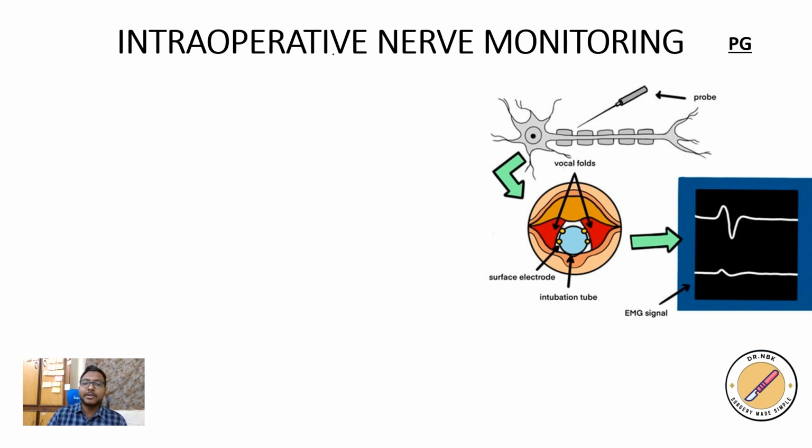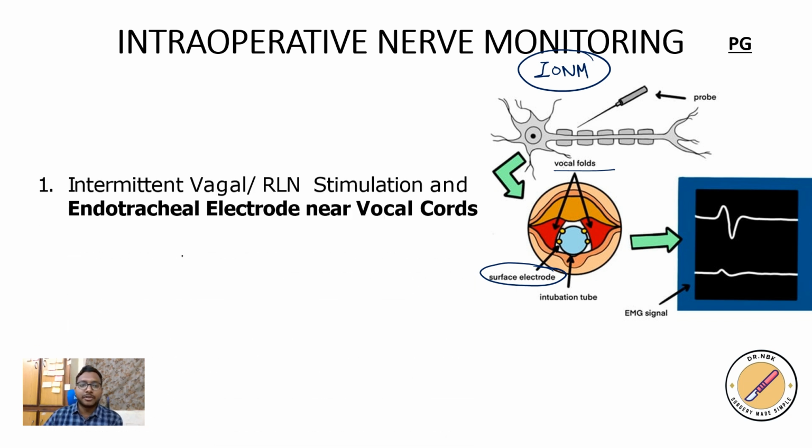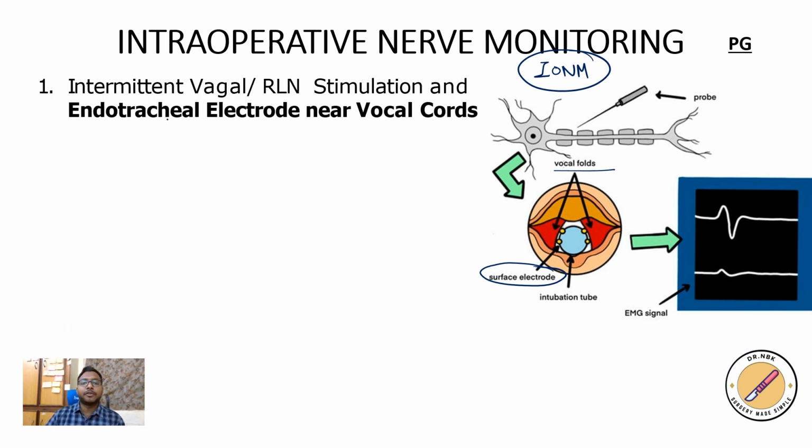Yes, especially if you are in a very sophisticated setup, there is something called IONM, intraoperative nerve monitor. So there is a device which has electrodes. When you are inserting the endotracheal tube, you can have these surface electrodes adjacent to the vocal cords, and you can monitor the status of the vocal cords entirely during the surgery. So there are two types of nerve monitoring here. One is intermittent vagal or recurrent laryngeal nerve stimulation and endotracheal electrode near the vocal cords.